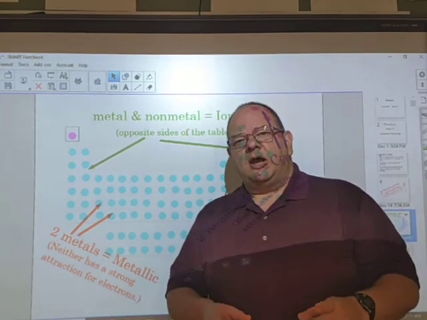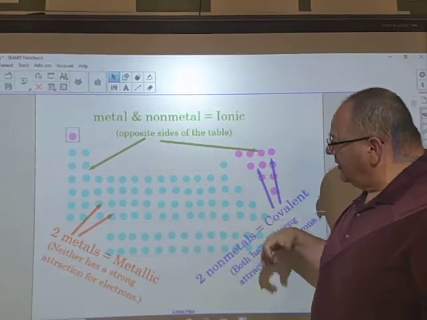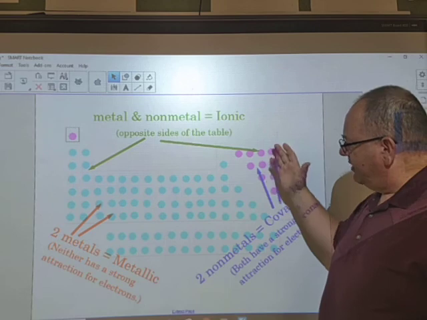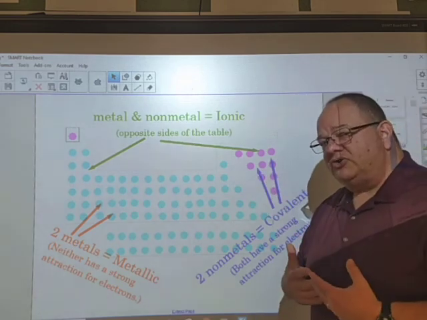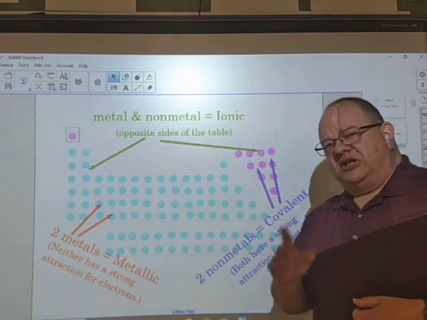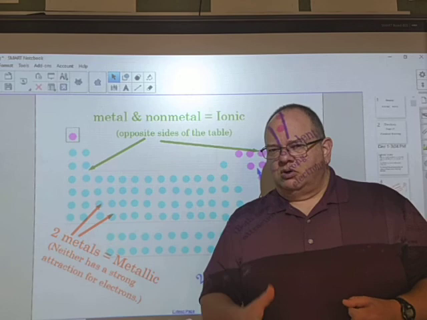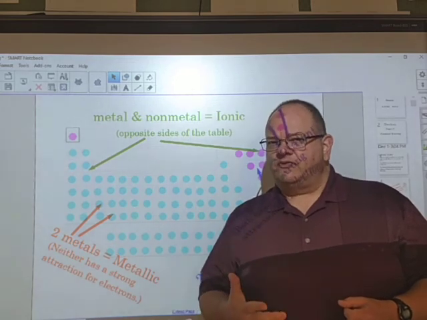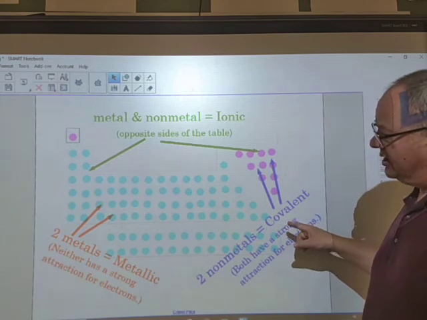All right, what if both atoms are nonmetals? Both are over on this side of the table, maybe nonmetals and metalloids. They both have a relatively strong attraction for electrons. So now it's like neither atom wants to let go of the electrons. We've got to think about what that's going to do for our bonding. But that's where we're going to be getting into covalent bonding.